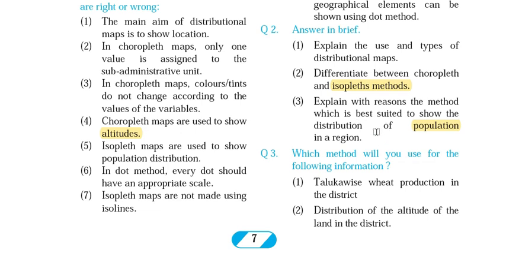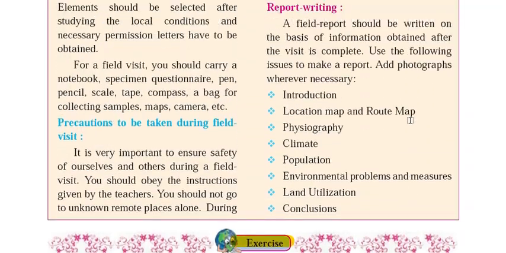Suppose one dot is equal to 1 lakh population. So in that particular district, suppose I made 20 dots, then it means that there are 20 lakh people residing in that particular city. So that's why, to show any number or any quantity, we use the dot method. To show the density, we use the choropleth method or the isopleth method. So why are we not using the choropleth method over here?